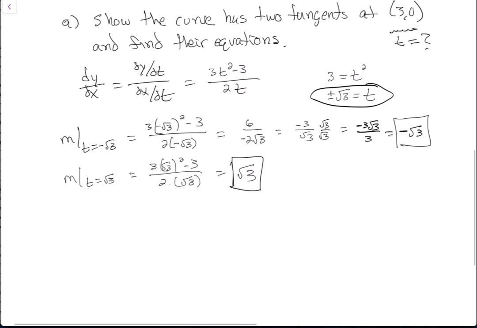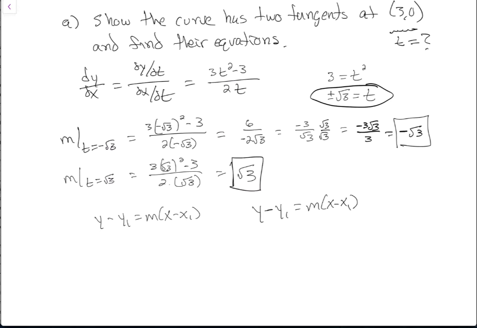So to find the equation of the two tangents, basically, I have y minus y1 equals m times x minus x1. And I have that for both slopes, right? So I'm going to plug in my point, and I'm going to do this twice.